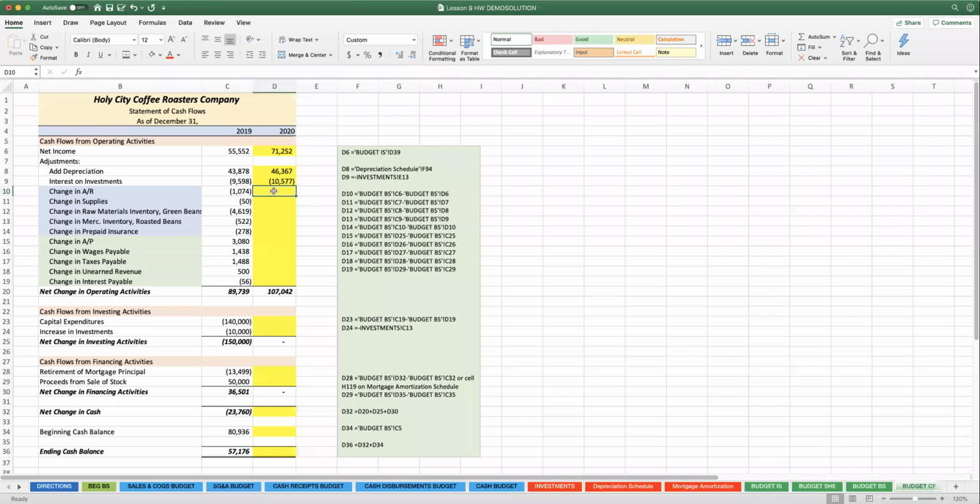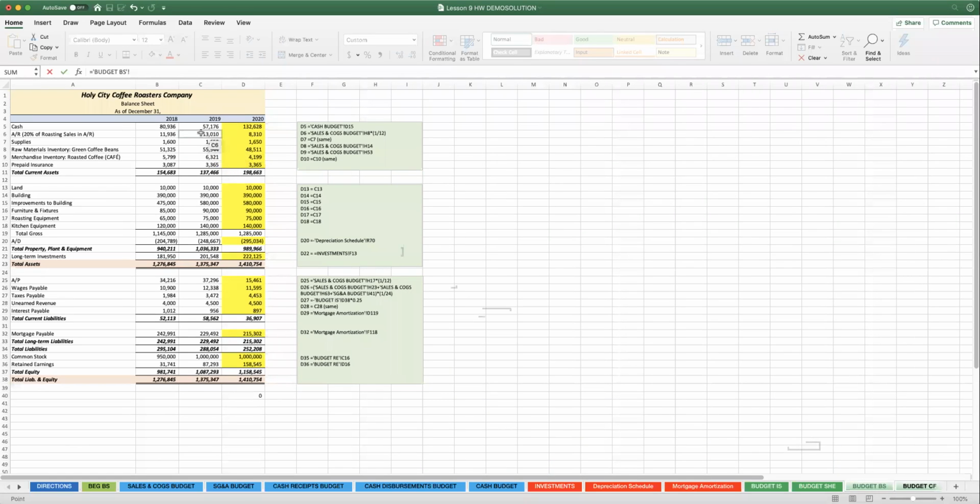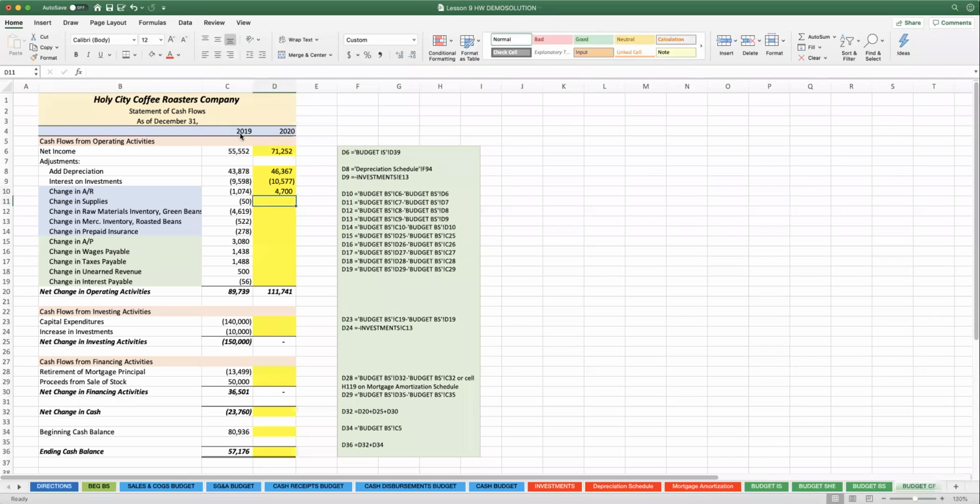So here's how we kind of do that. It's a nice little trick. You can go to your balance sheet, budgeted balance sheet, and start with the year before for that account, the accounts receivable, and then subtract the next year. Okay, so what we have there is a positive 4,700, and I hope that makes sense.